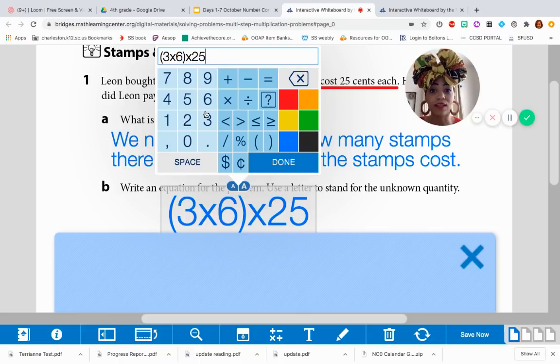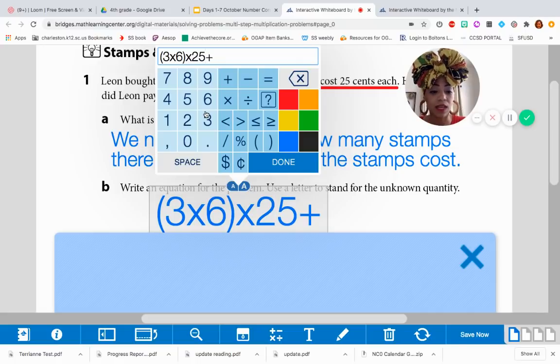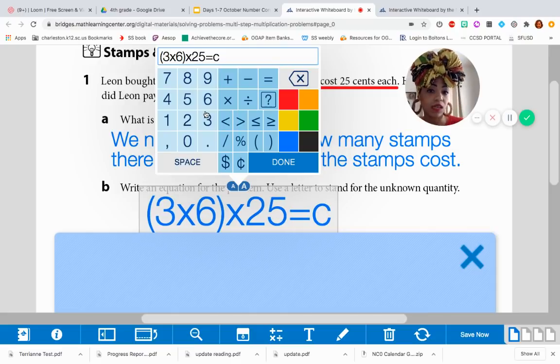No, we're not. An equation has an equal sign and an answer. But since we don't know the answer yet, we're going to use a letter to stand for the unknown quantity. Since it's asking how much the stamps cost or how much he paid, maybe we can use a C. You can use an S for stamps. I'll leave the letter choice up to you. I'm going to put C on mine.